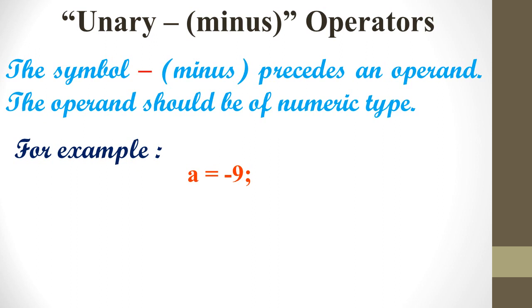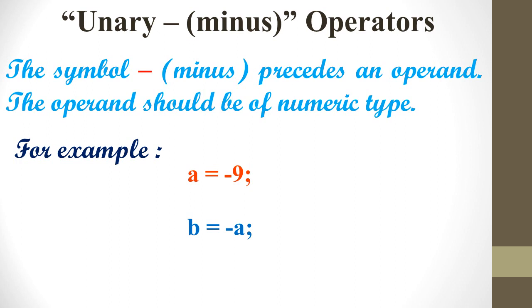A equal to minus 9 is used to assign negative 9 to the integer variable A. And now again I am writing another statement, B equal to minus A. It assigns the sign reverse of A to B. That is, if A is a negative number, it is converted to positive and then assigned to B. And if A is a positive number, it is converted to negative and then assigned to B.